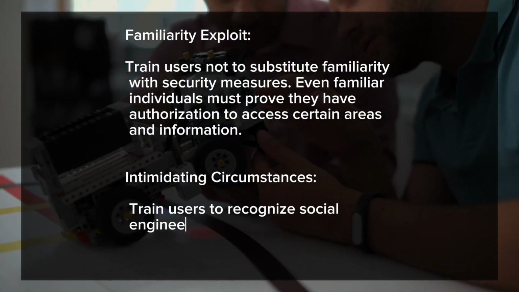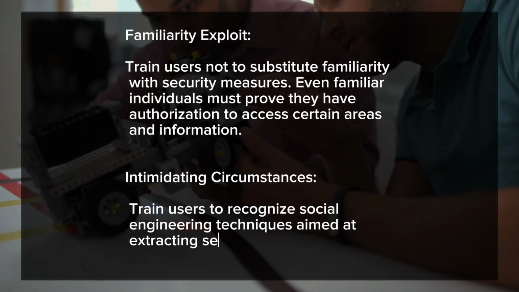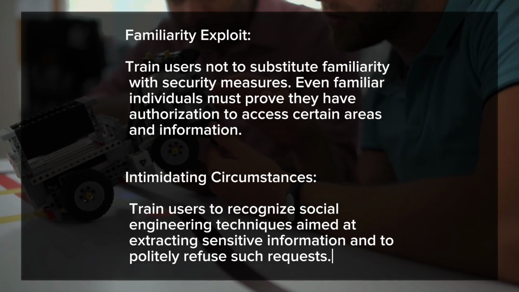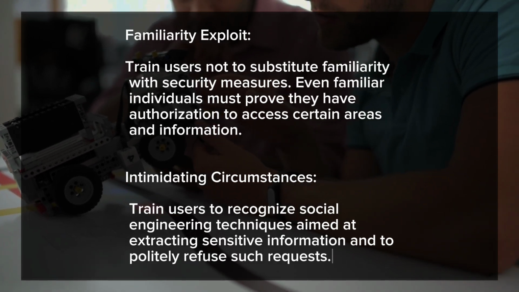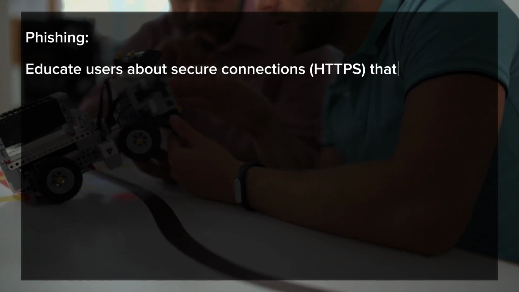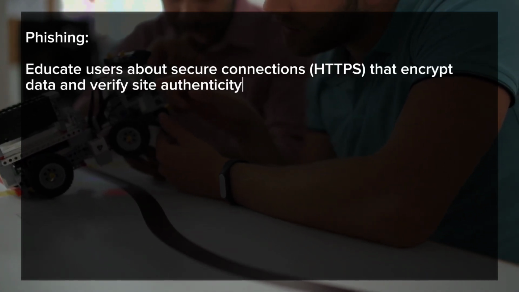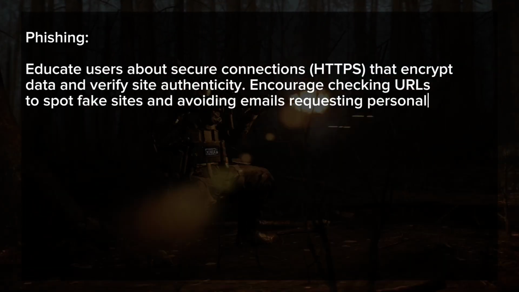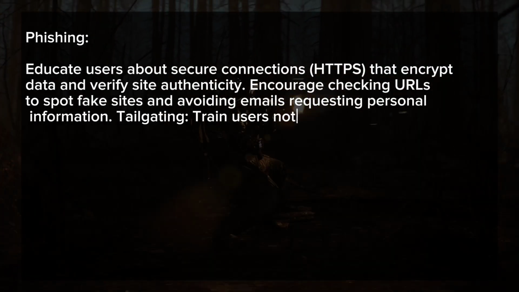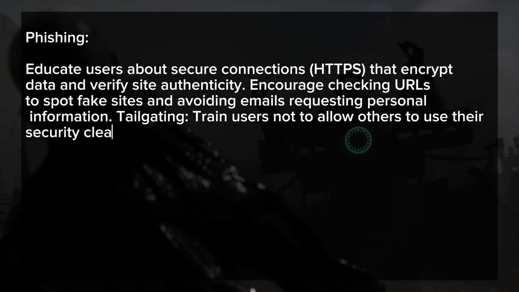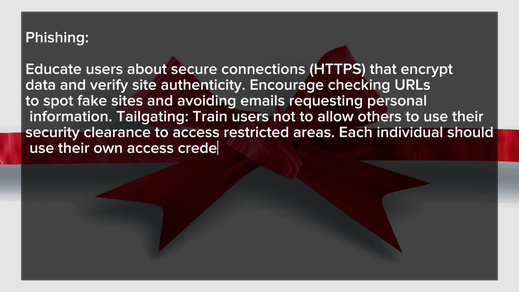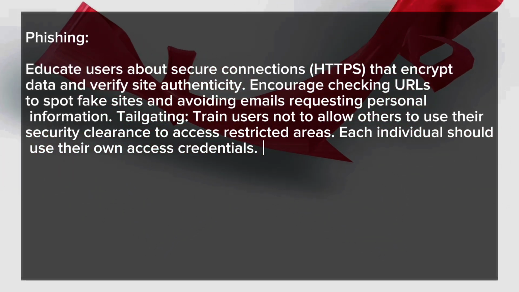Intimidating circumstances. Train users to recognize social engineering techniques aimed at extracting sensitive information and to politely refuse such requests. Phishing. Educate users about secure connections that encrypt data and verify site authenticity. Encourage checking URLs to spot fake sites and avoiding emails requesting personal information. Tailgating. Train users not to allow others to use their security clearance to access restricted areas. Each individual should use their own access credentials.